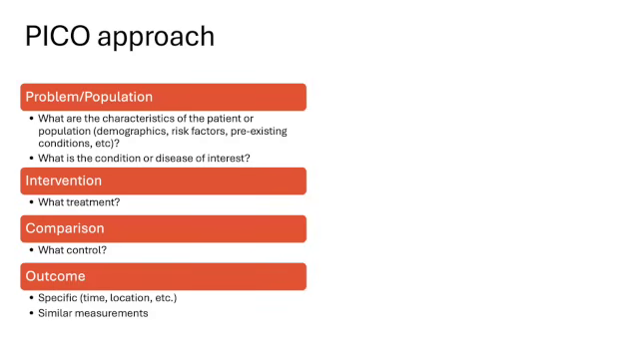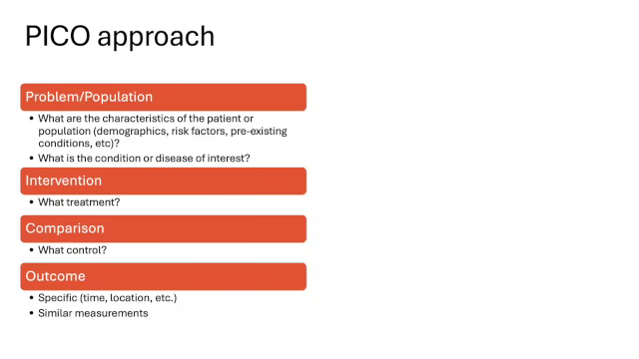So the P stands for the problem or the population, which asks what are the characteristics of the patient or the population, and what is the condition or disease of interest. So you're going to limit yourself to a particular condition or disease of interest or a particular population. The intervention, for I, is asking what is the treatment that you're looking at. The comparison, for C, is what is the control that you're willing to accept. And then the outcome is very specific to the time, location, any other details. Do you have similar measurements?